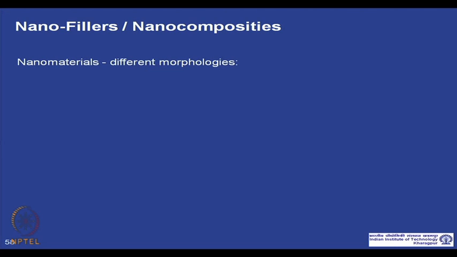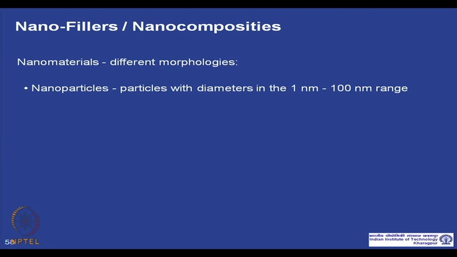Some of the newer fillers which are nowadays used in polymer formulations are nano fillers, and when these nano fillers are added to the polymer formulations, the resulting polymers are called nanocomposites. Some nano materials used as fillers are nanoparticles. They are particles having diameter in the range of 1 nanometer to 100 nanometers. It could be silica particles, titanium dioxide, conducting particles, and so on. There are many examples of such nanoparticles.